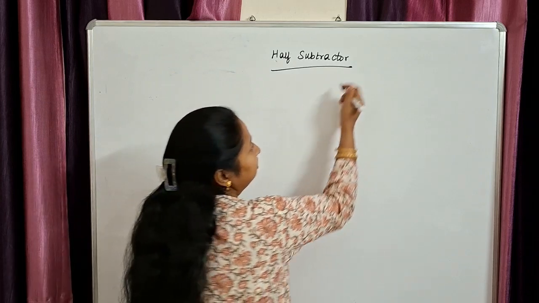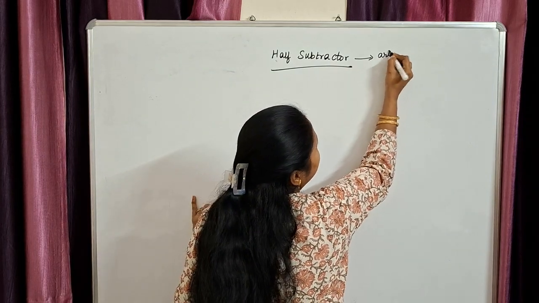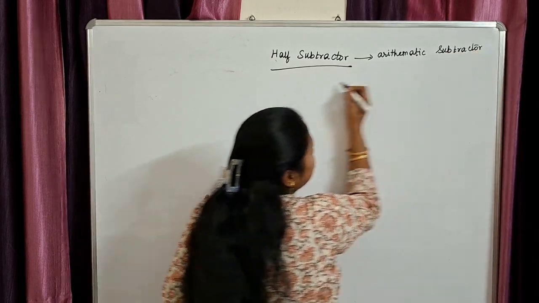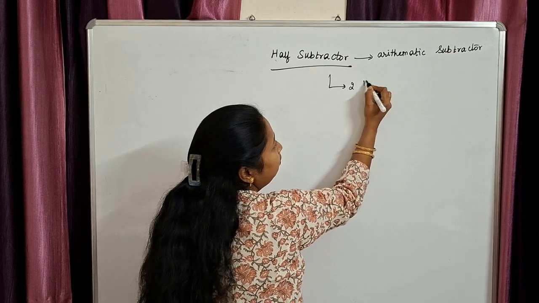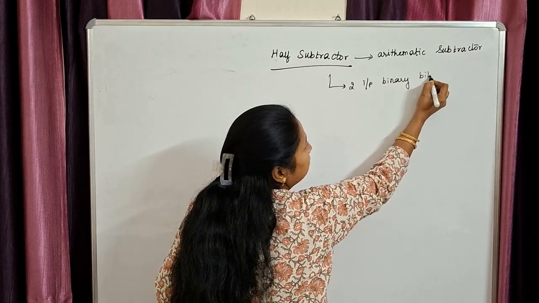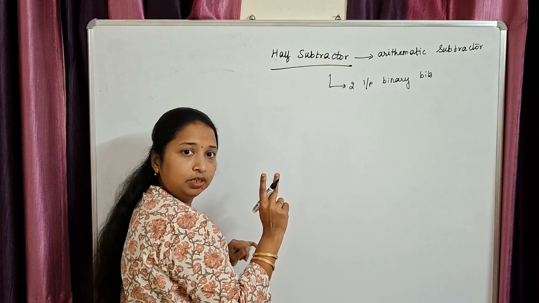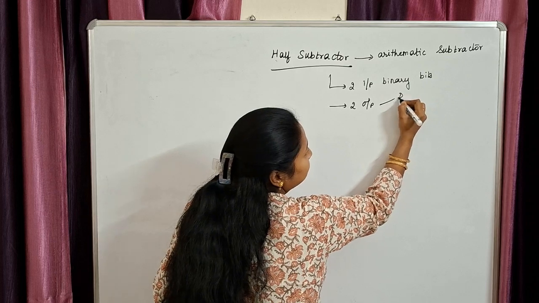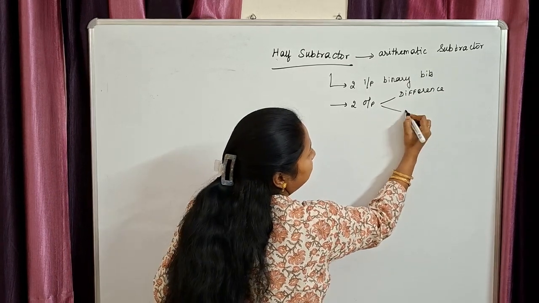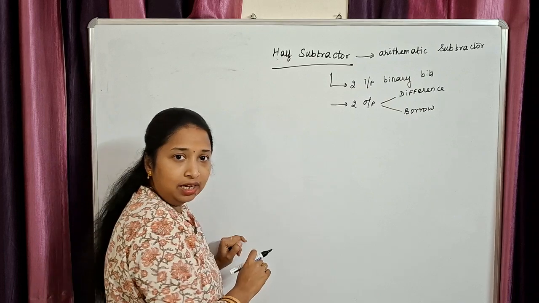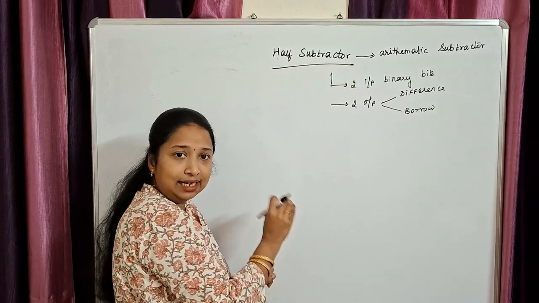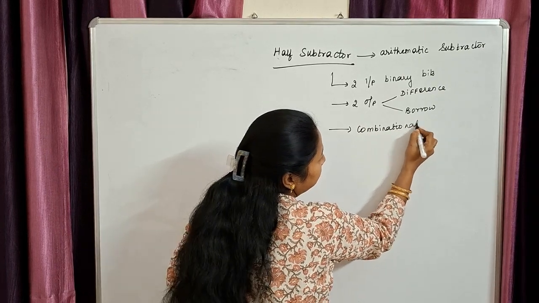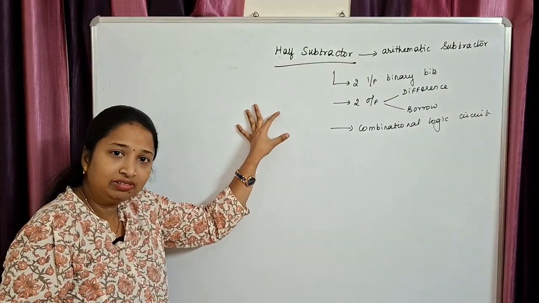Clear? What is a half subtractor? Half subtractor is nothing but an arithmetic subtractor which does the subtraction of two input binary bits. So how many inputs? Two inputs. Clear? And it will give me two outputs. What are the outputs? One is my difference. The other is my borrow. Clear? This half subtractor is again an example for your combinational logic circuit. Clear what a half subtractor is?